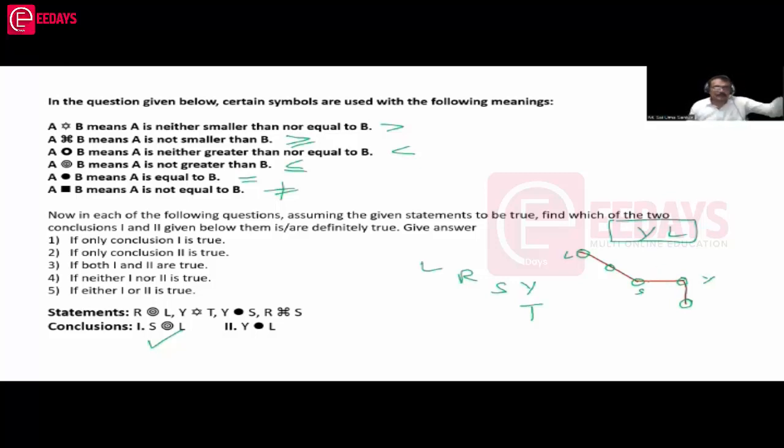Y is less than or equal to L, that is correct. L is greater than or equal to Y, that is also correct. But Y is equal to L is not correct. Here only the first one is valid. So what is the answer? If only conclusion 1 is true, option 1 is the correct answer.